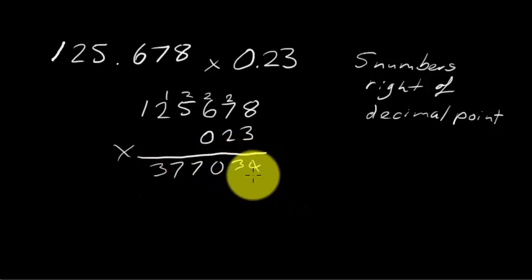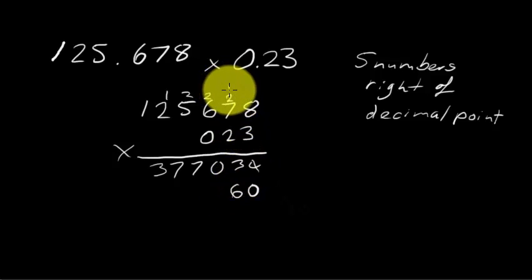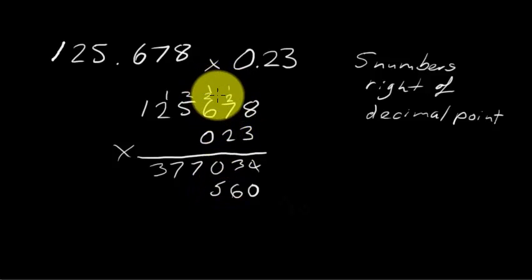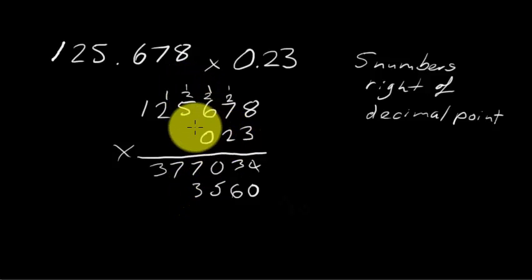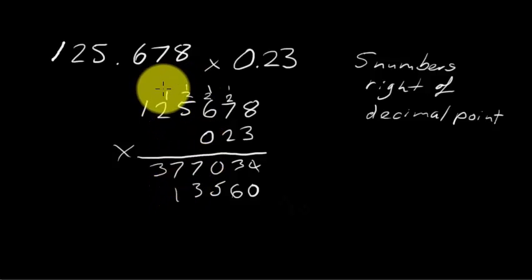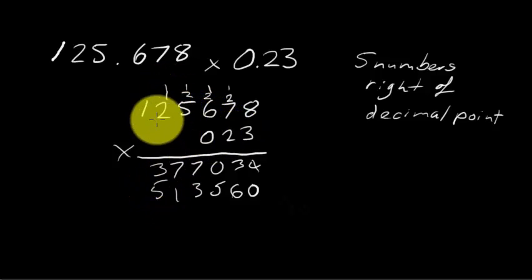Okay, so we're going to look at our second number, and we add a 0 because we're looking at the tens place, so we add a 0. So 2 times 8, 16. Carry the 1, 2 times 7 plus 1, 15. 2 times 6 plus 1, 13. 2 times 5 plus 1 is 11. 2 times 2 plus 1 is 5. And 2 times 1.